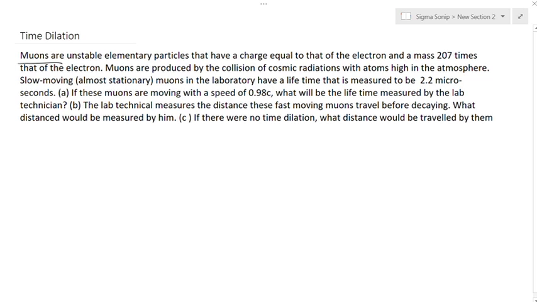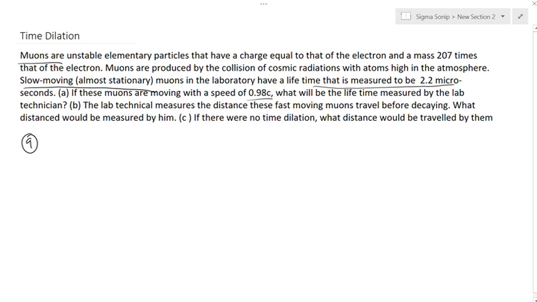Slow-moving, or almost stationary, muons in the laboratory have a lifetime that is measured to be 2.2 microseconds. If these muons are moving with a speed of 0.98 c, what will be the lifetime measured by the lab technician?